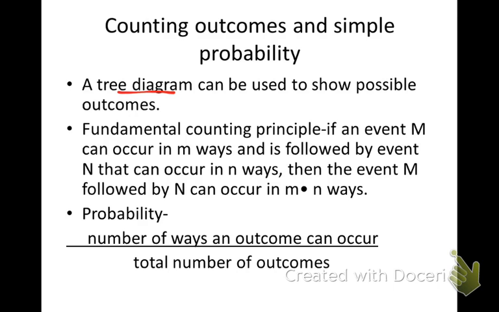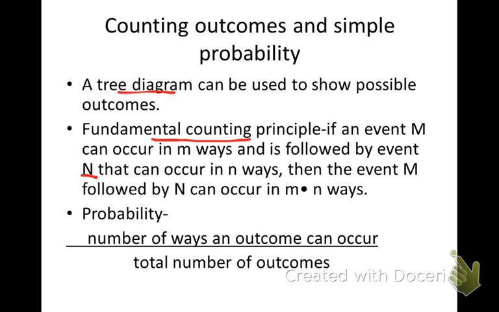Then if you don't need to make one and list all the outcomes, you can use what's called the fundamental counting principle. So if we have two events, if an event M can occur in M different ways, followed by another event called N, and it can occur in N ways, then the event M followed by N can occur in M times N ways. That sounds hard, but it's not really.